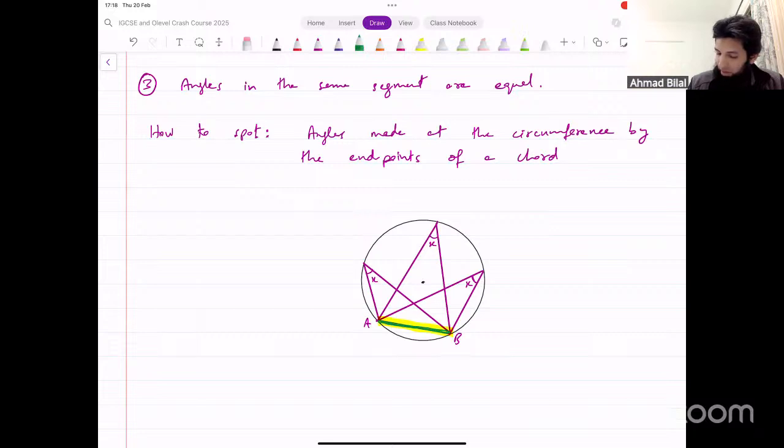This chord, the endpoints of this chord, they are making some angles at the circumference. There's this angle here, there's this angle here, there's this angle here. These angles are all going to be equal. Okay? So whenever you have angles made at the circumference by the endpoints of a chord, they are all going to be equal to each other. Make sense? Let's take another example of this.